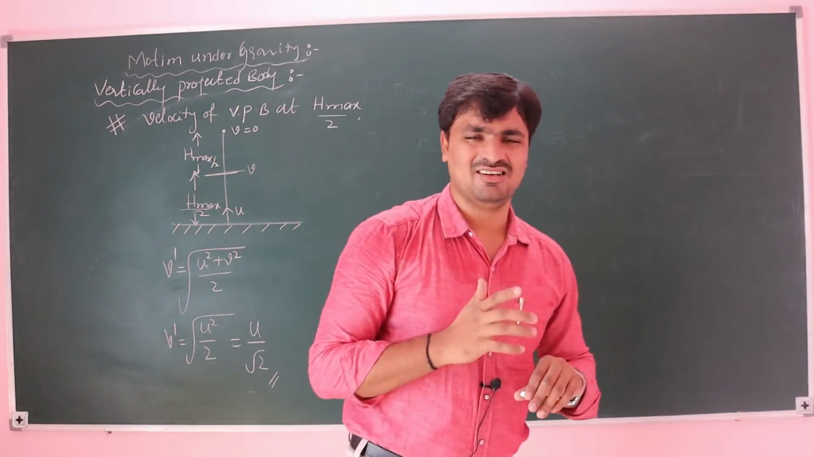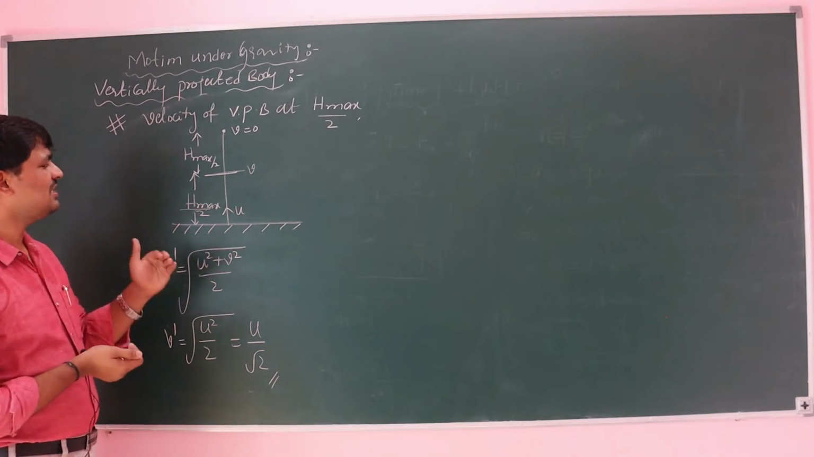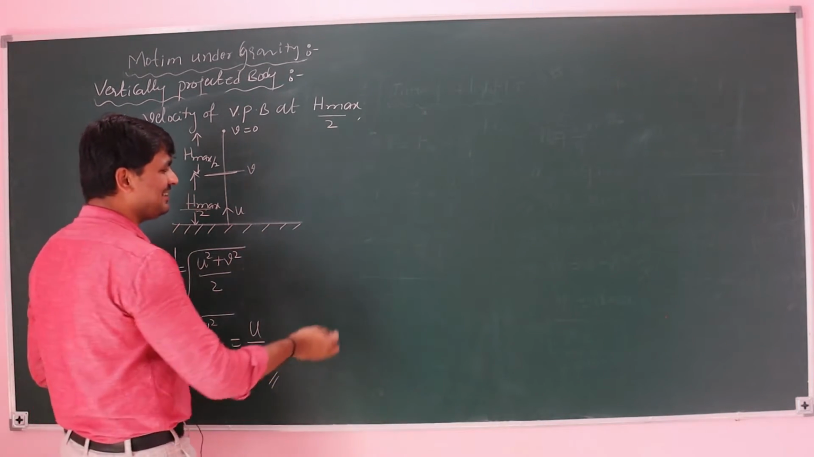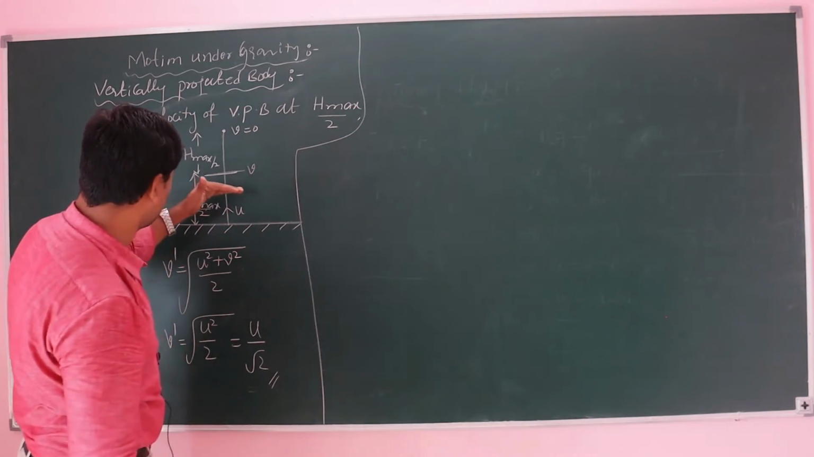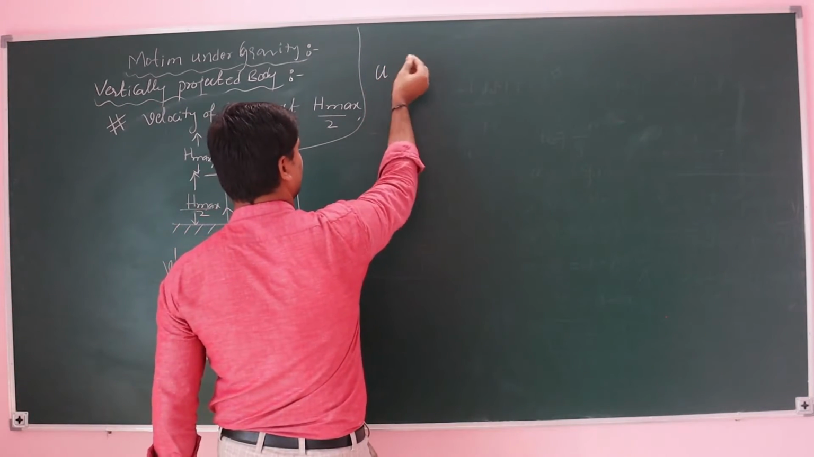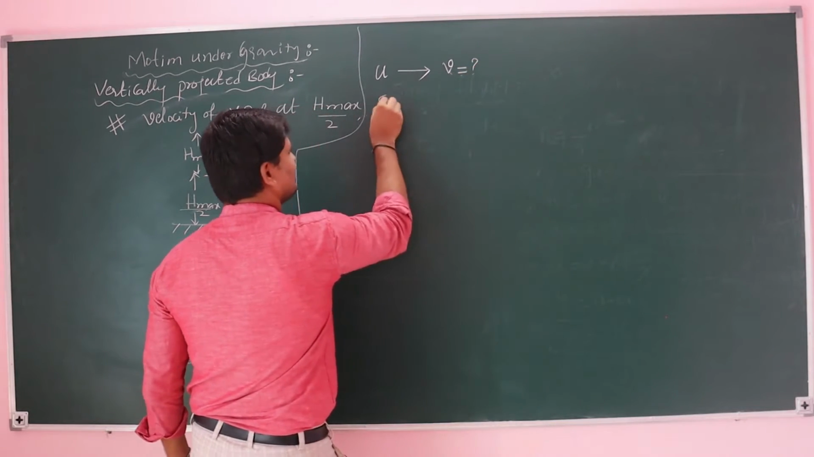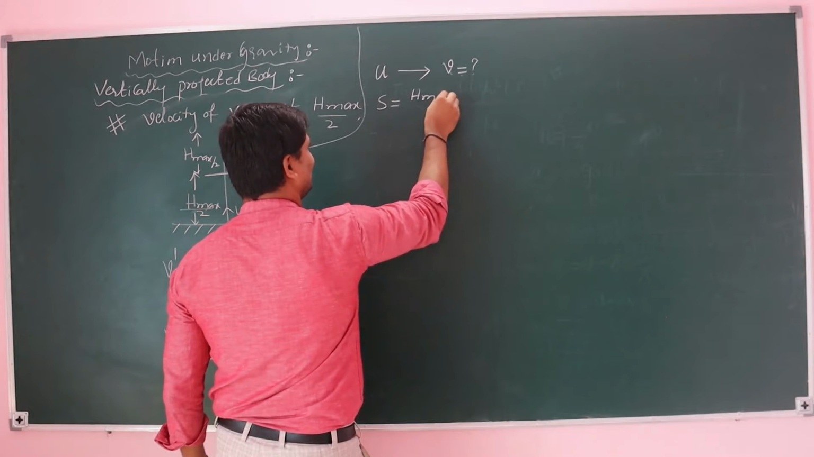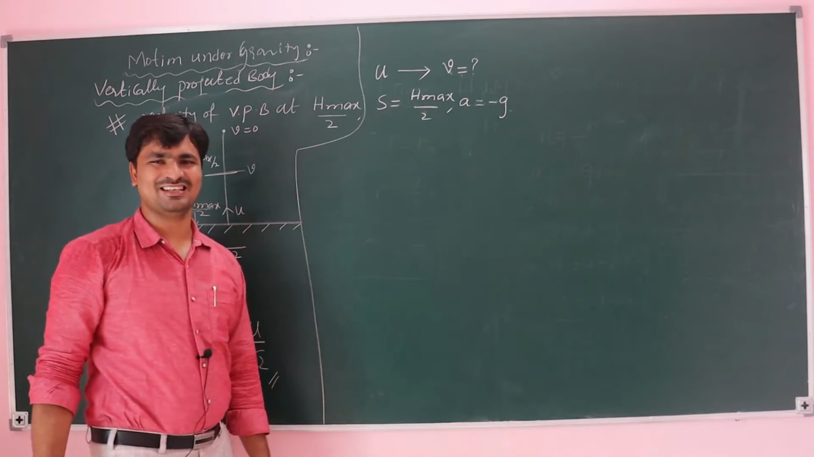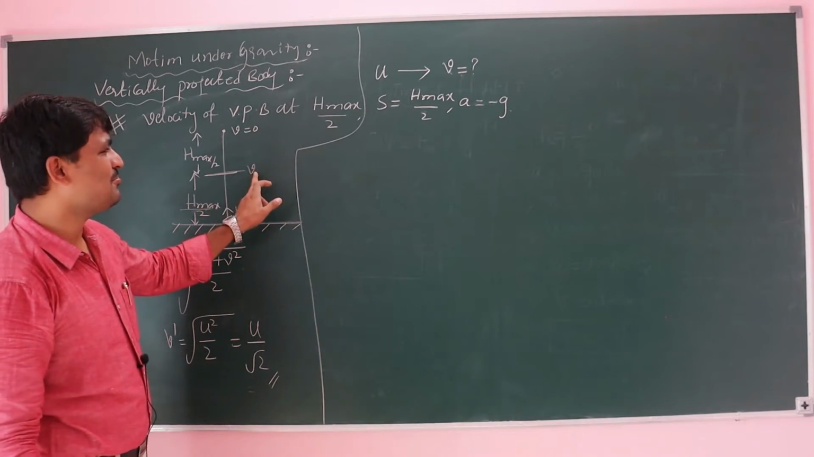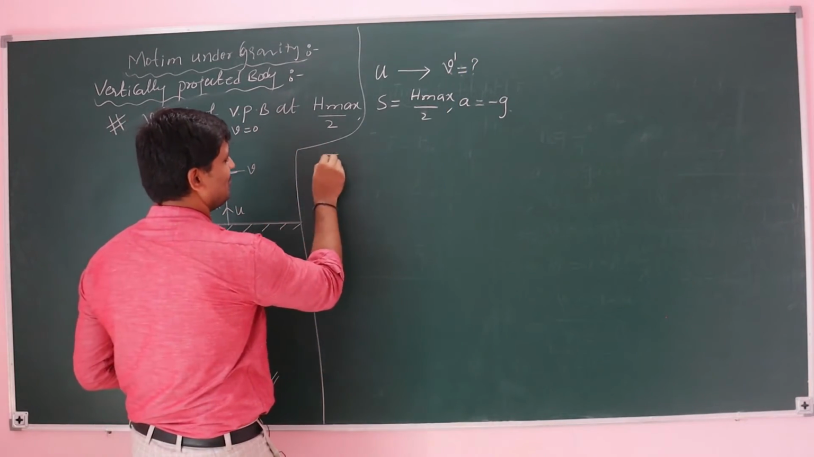You may ask, sir, we don't know this method. No problem, we'll go to the normal method. We consider the motion with initial velocity u, and we need the velocity after a displacement of s equal to h max by 2. For a vertically projected body, a is equal to minus g. So at this point, what is the velocity? That is what we need.